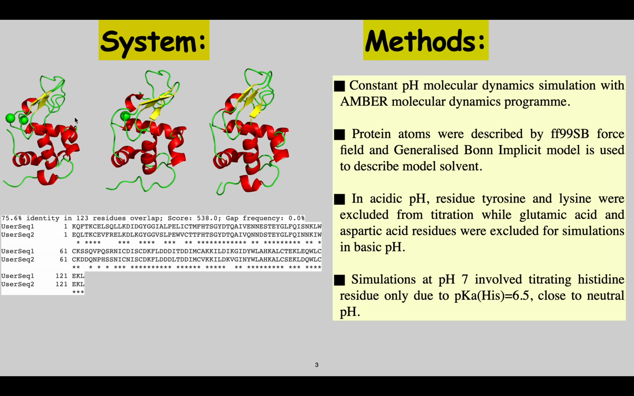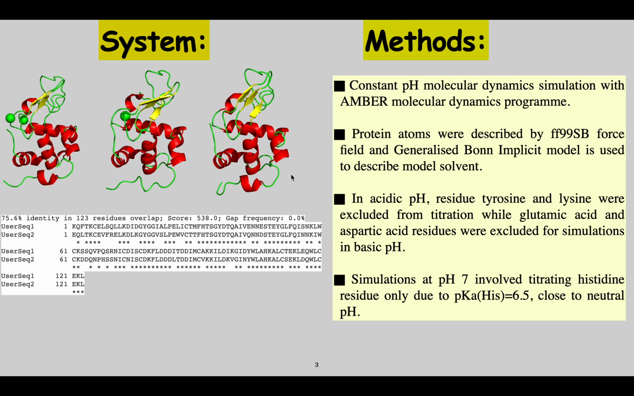So this is the system. This is the structure of human alpha lactalbumin. This is bovine lactalbumin with the calcium ion. You can see this is the sequence comparison. You can find that most of the sequence is the same. Similarity is 75.6%. The star marks basically show the same amino acid residue. So there is some difference present in the sequence.